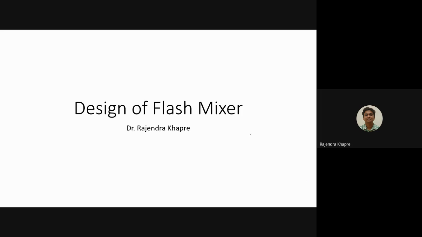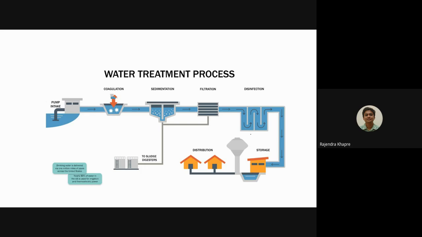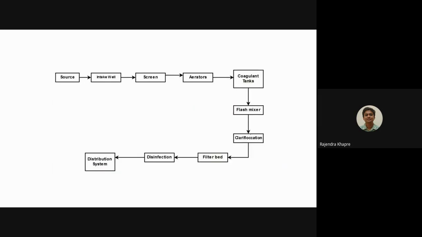All right. So we'll start with the design of the flash mixer. What happens is the water is taken from the source, then it goes to the intake well, that is the jack well pump house. Then the screening is done, then aeration is done, then there is a coagulation tank. In the coagulation tank, the coagulant is added in the water. What is the basic purpose of the coagulant? It reacts with the suspended particles and starts the formation of flocs.